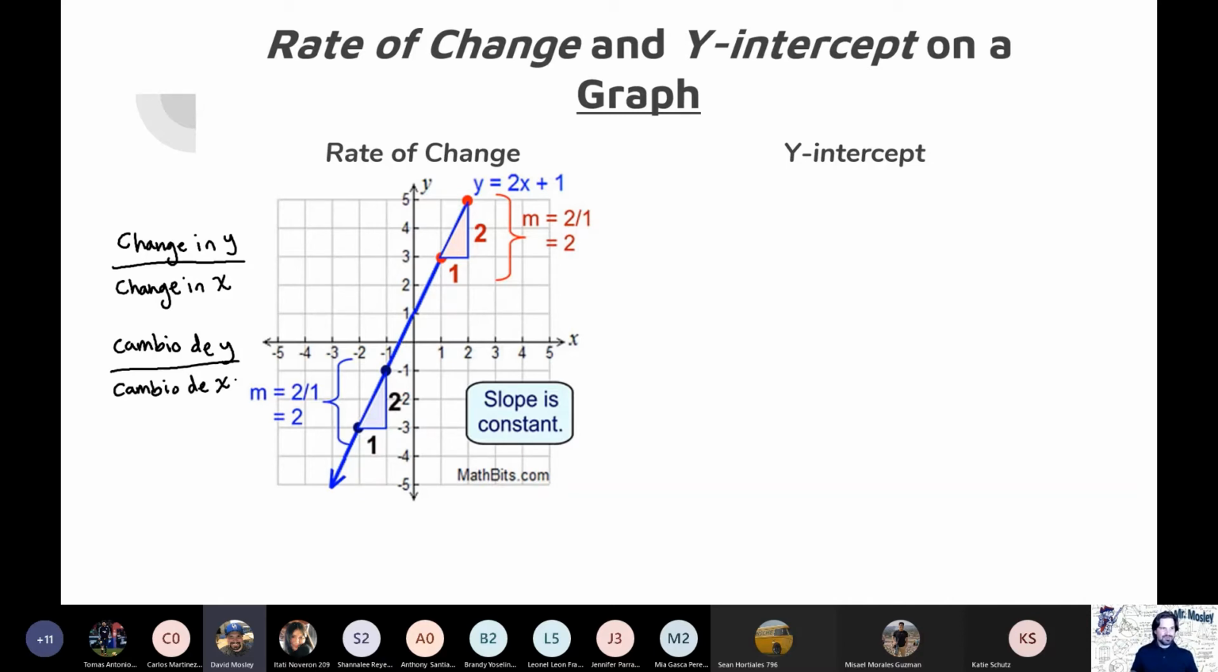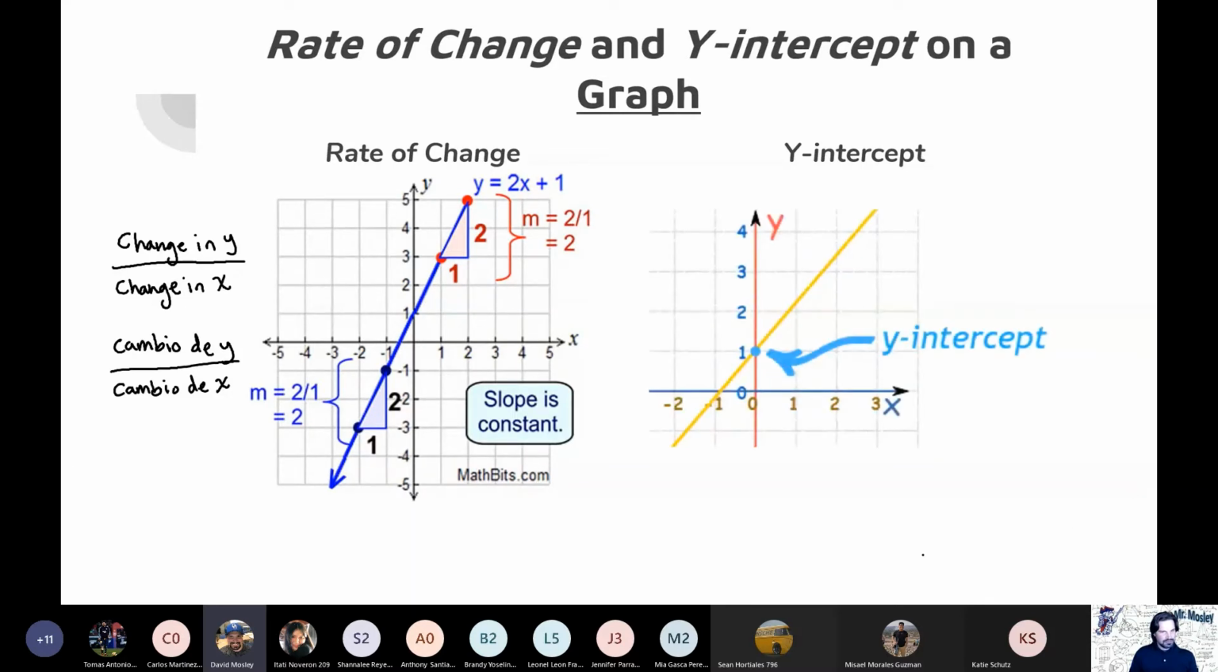Okay. So we have change in y divided by change in x, cambio de y, y dividir por cambio de x. Okay. And then to find the y-intercept, all right, intercepción de y, this is the point where our line crosses the y-axis.